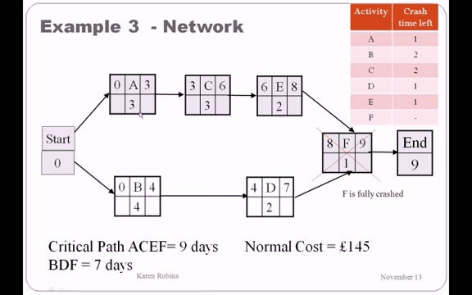The network shows the diagram of this. So we have activity A, C, E and F. If we add that up, that gives us a total of 9 time units. If we look at the path B and D and F, that gives us 7 time units. Note I've put a red cross through F. That means we can't crash that activity at all. There are no days left to crash on that activity. And the normal cost of this project from the previous slide is 145.